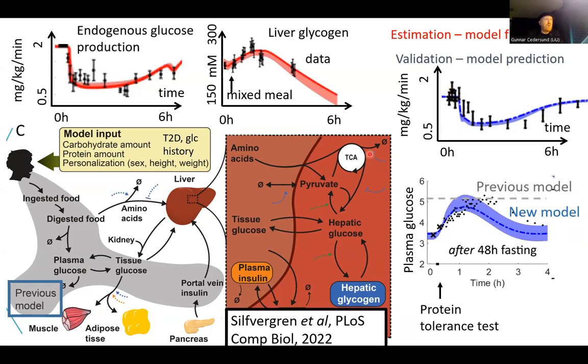But because the model describes the crosstalk between the glycogen and the endogenous glucose production, we know that if we haven't eaten for a long time, then the glycogen will be very low, meaning that the conversion of an amino acid to glucose will have been upregulated.